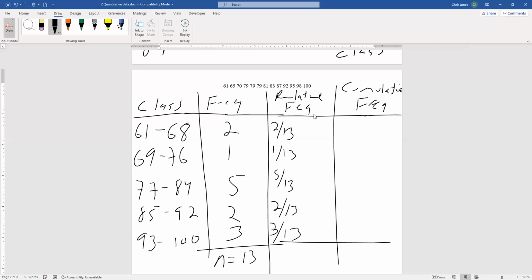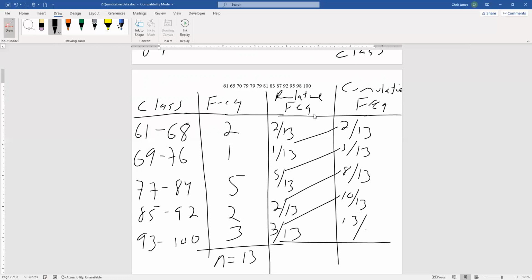And the first one's going to be 2 out of 13. And then remember what we did last time was we just added. So this is going to be 3 out of 13, and then 8 out of 13, and then 10 out of 13. And the good news is we end up with 13 out of 13. If that's not 13 out of 13, then we're going to have some issues, and we have to go back and count.